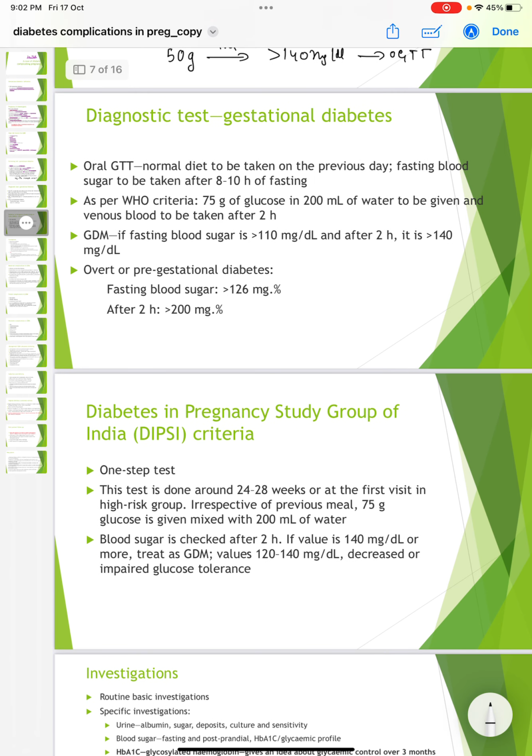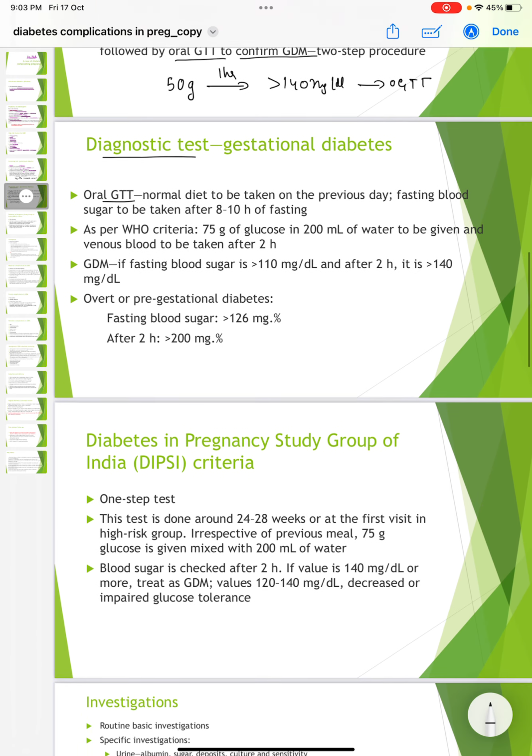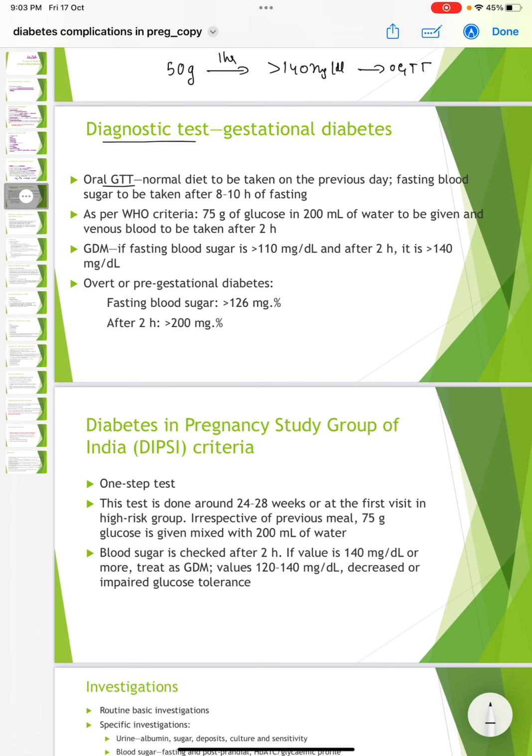So the GTT, oral glucose tolerance test, is a diagnostic test. GCT is the screening test. A normal diet has to be taken on the previous day, and you should ask the mother to come in fasting. That is 8 to 10 hours of fasting. You will take fasting, then 1 hour, 2 hour samples.